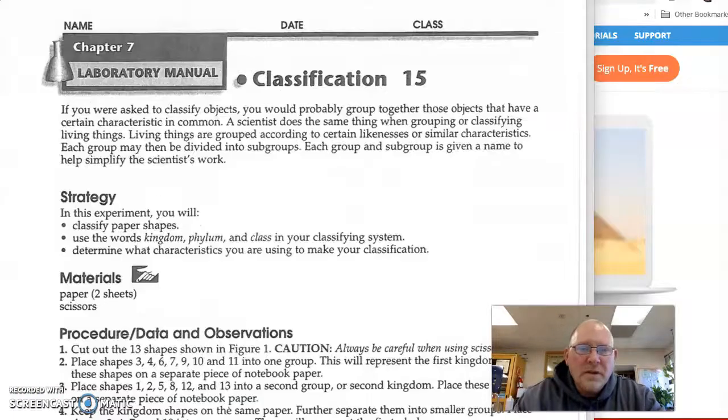So I'm going to switch over to the lab. In the lab here, it says if you were asked to classify objects, you would probably group together those objects that have certain characteristics in common. A scientist does the same thing when grouping or classifying living things. Living things are grouped according to certain likeness or similar characteristics. Each group may then be divided into subgroups. Each group and subgroup is given a name to help simplify the scientist's work.